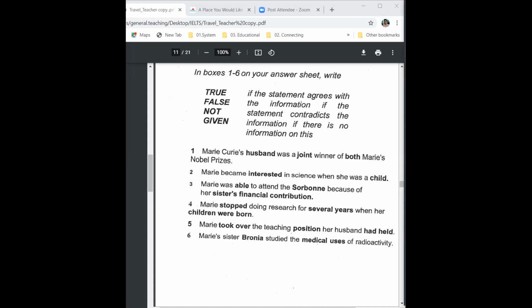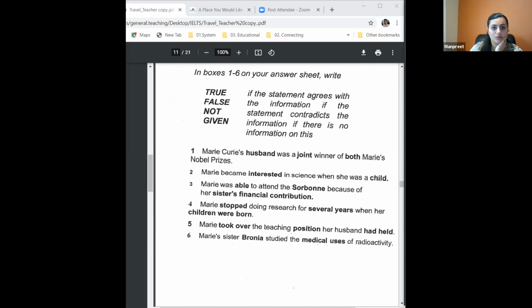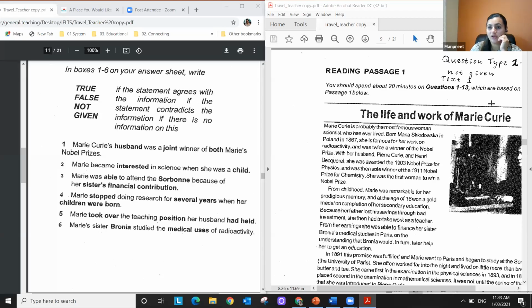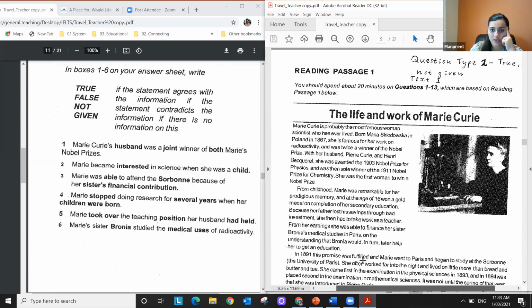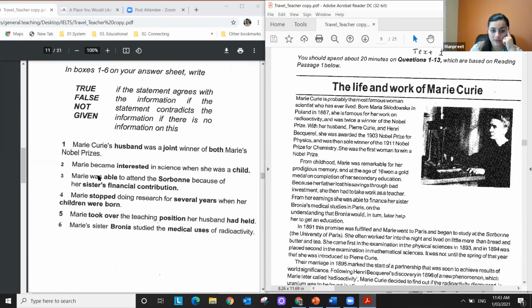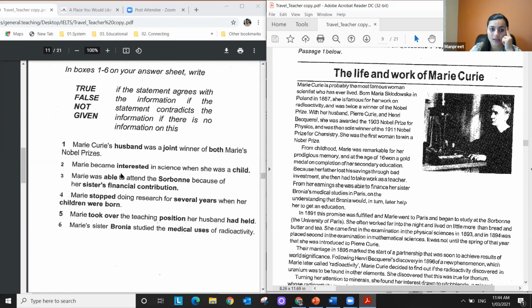All right, everyone. So Marie Curie's passage. The title is The Life and Work of Marie Curie. This is what we're going to do now. Okay, so I have the questions on, so you can just look at the questions from my screen. And I have the passage on the other side. So we'll try and do a few questions together, and then I'll get you to do the rest.